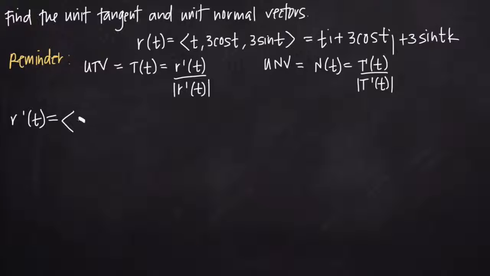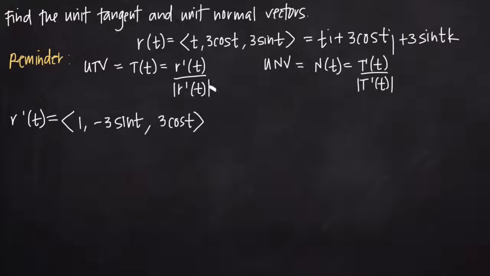So the derivative of t is 1. The derivative of 3 cosine t is negative 3 sine of t, because the derivative of cosine of t is negative sine of t. So we just pull that negative sign out in front of the 3, and the 3, of course, is going to stay. Then the derivative of 3 sine of t is 3 cosine of t, like that. So now here we have the derivative r prime of t. We're going to need that for our numerator.